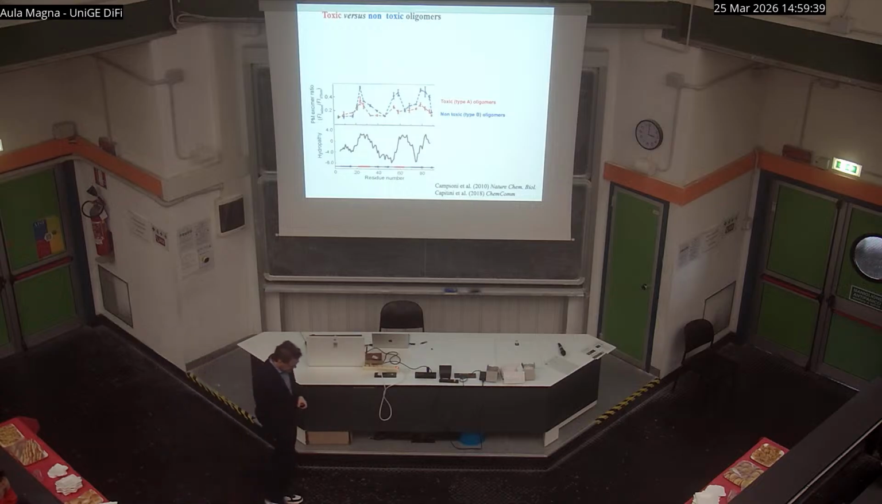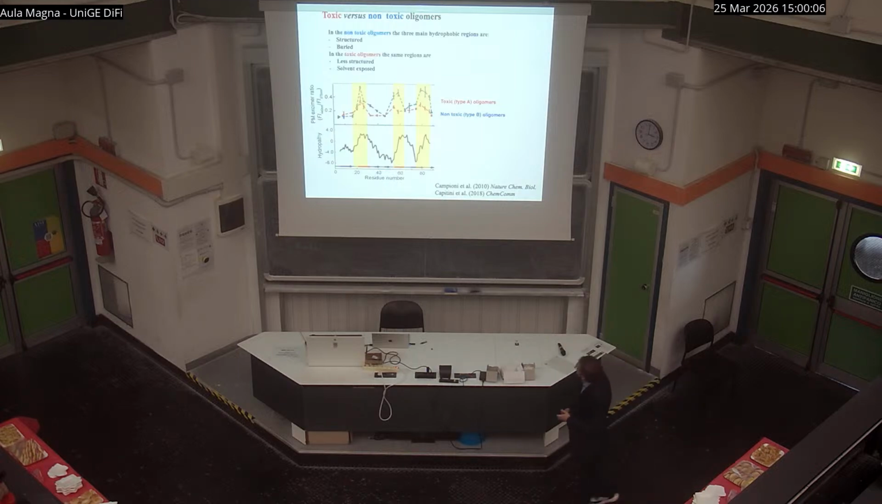And this indicates that we have an overlap with the hydropathy profile, because all these regions here overlap with the hydropathy profile. So regions forming the structure of the oligomers colocalized with the hydrophobic peaks. And so to explain that, in the non-toxic type B oligomers, the 3 main hydrophobic regions are structured and buried. In the toxic oligomers, the same regions are less structured and solvent exposed.